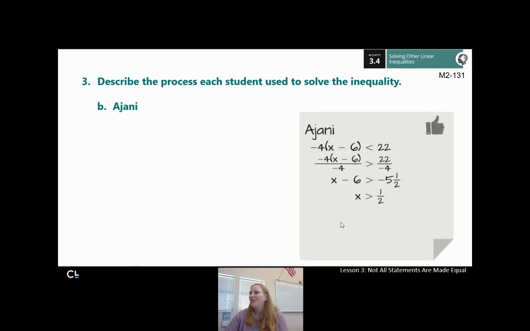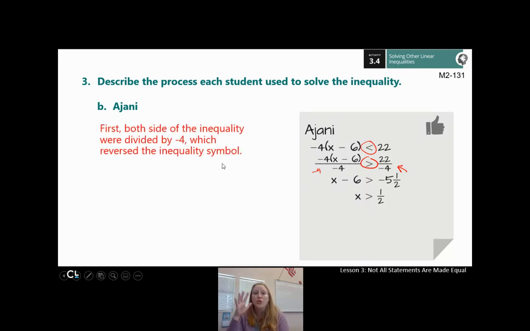Next, how'd you do with the Ajani? So Ajani used a different technique. He didn't distribute. Look at what he did. He started dividing by negative 4. Karan and I divided by negative 4 last, but Ajani started with that, which means right away, Ajani had to reverse his inequality symbol. So first things first, both sides of the inequality were divided by a negative 4, which reversed the inequality symbol.